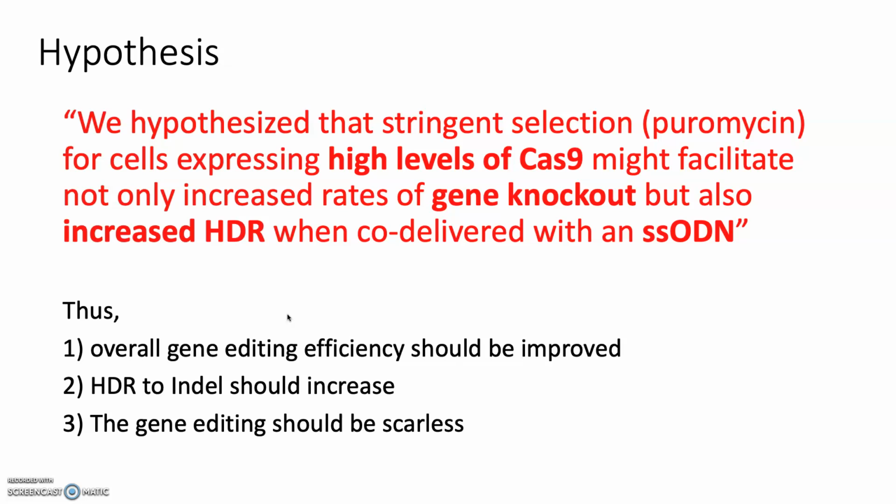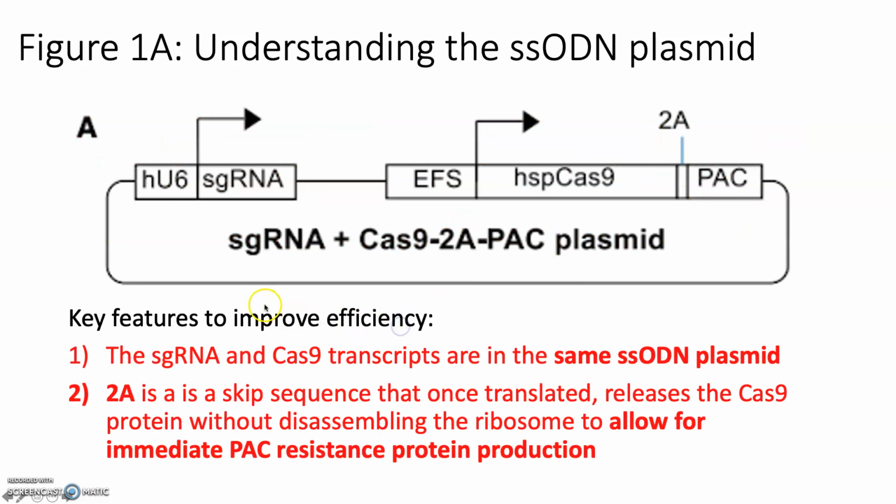So ultimately, they introduce a new method using CRISPR Cas9 with many different improvements that improve the overall gene editing efficiency. It improves the ratio of HDR to indel, and makes the whole process scarless. So let's get straight to the figures.